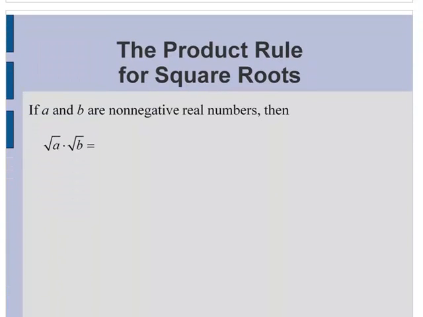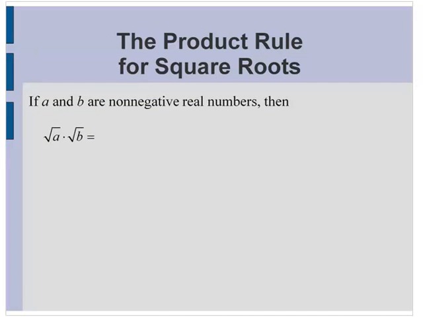So, for example, here's the rule. If a and b are non-negative real numbers, then the square root of a times the square root of b is the same as the square root of a times b. All right. And sometimes it's necessary to take that in the other direction and break apart a square root of a product.